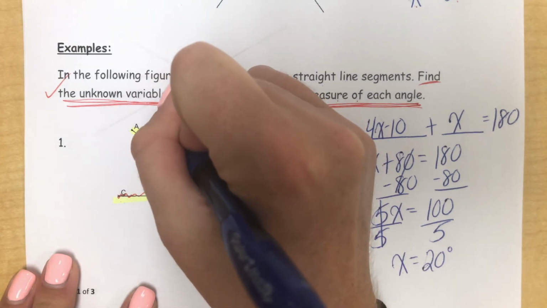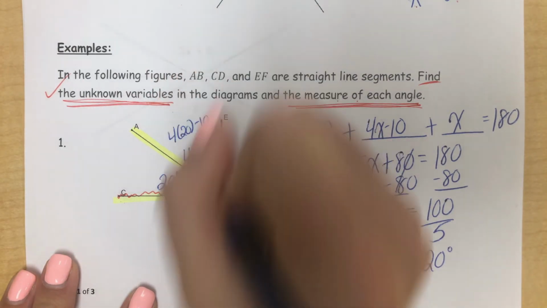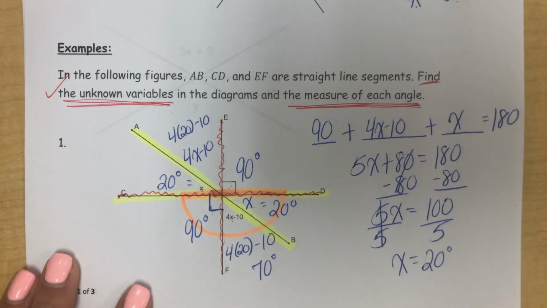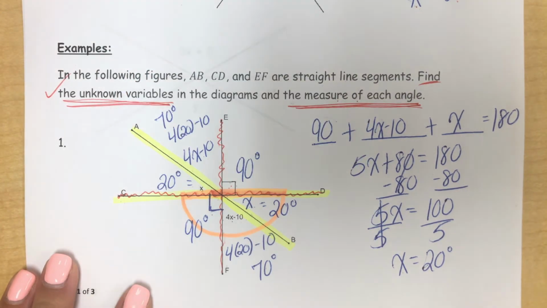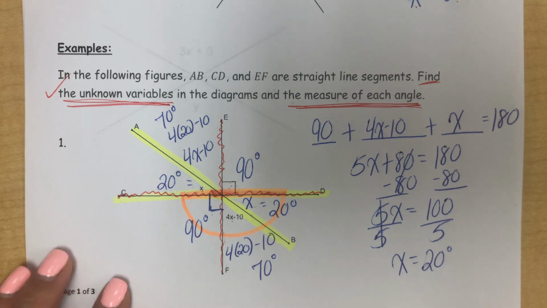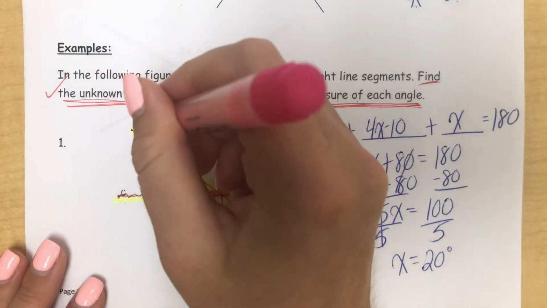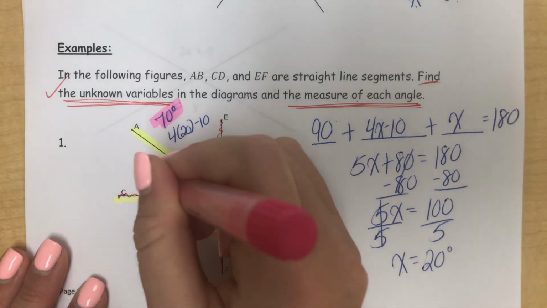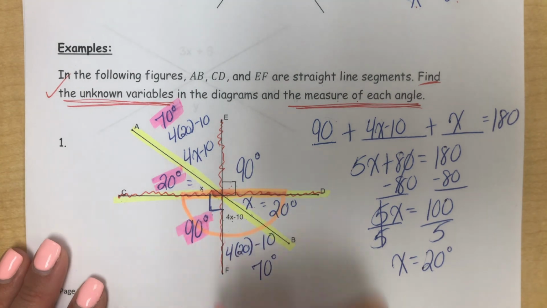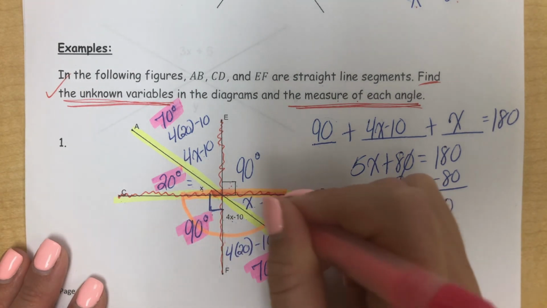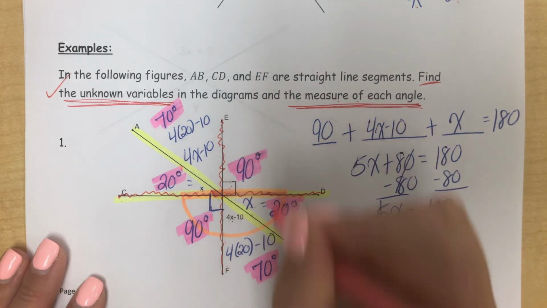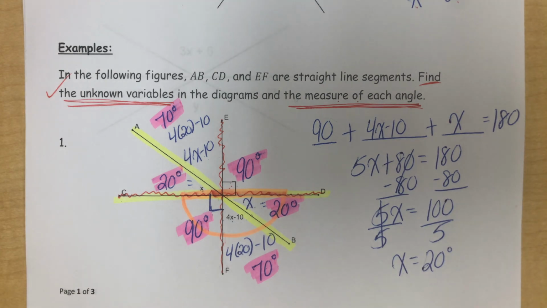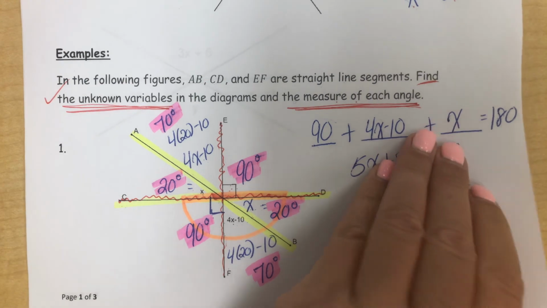Then I'm getting the same answer. 4 times 20 minus 10, when you type it in, again, I am getting 70 degrees, so I know I'm good to go. So my final answers are 70, 20, 90, and then again, 70, 20, 90. All right, let's move on to the next page.